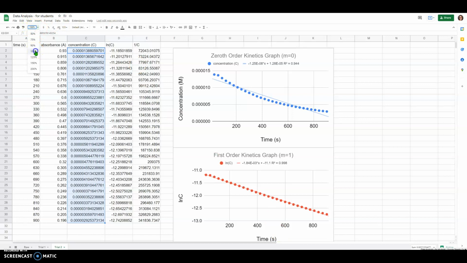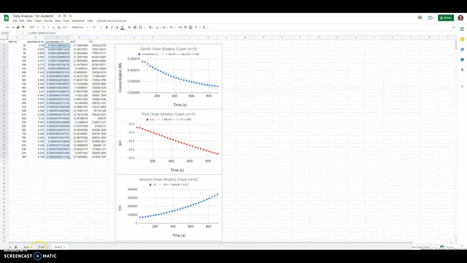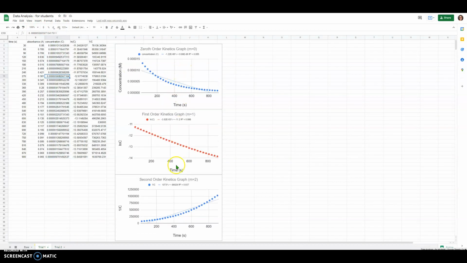Now let me zoom back out again here just so I can show you guys the 3 graphs. Okay, let's go back to trial 1. So here were the trial 1 graphs. Again, we can see that the second graph is the most linear.